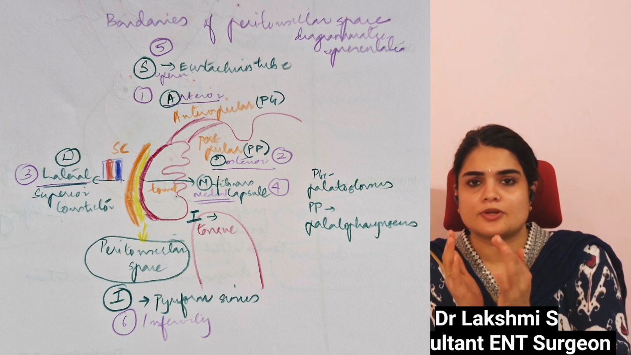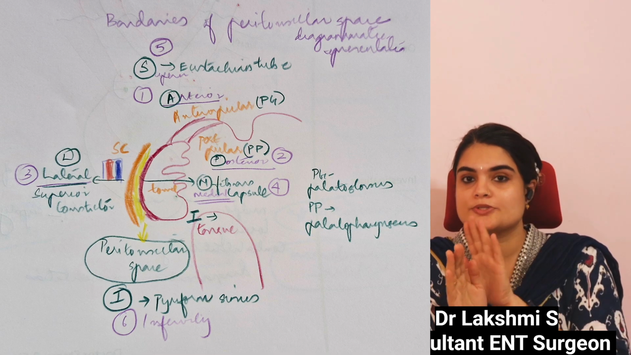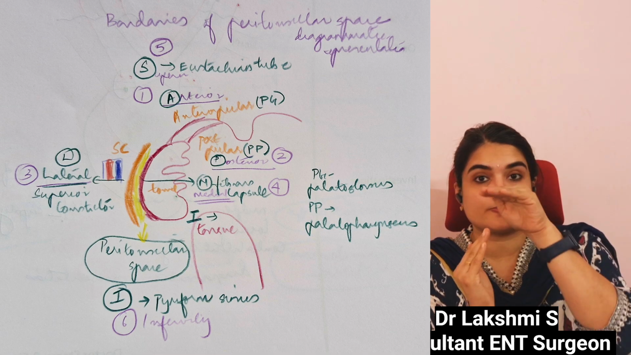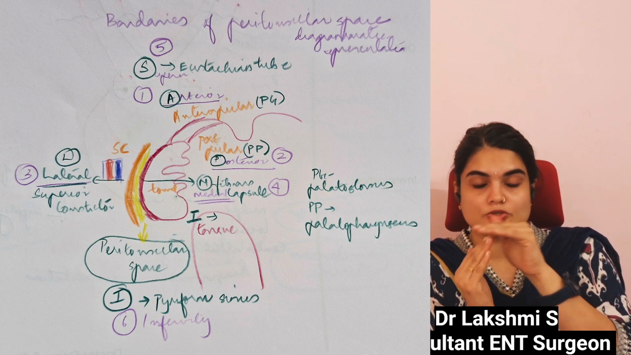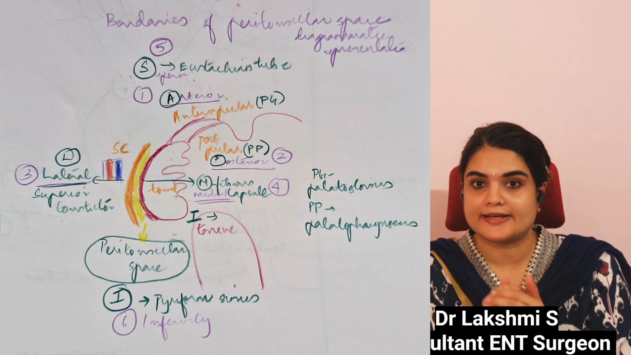What is anterior and posterior? You have the anterior pillar and posterior pillar. Anterior pillar is the palatoglossus muscle, posterior pillar is the palatopharyngeus muscle. What is superior and inferior? Superiorly you have the torus of the eustachian tube and inferiorly you have the pyriform sinus of the hypopharynx. That is the peritonsillar space.